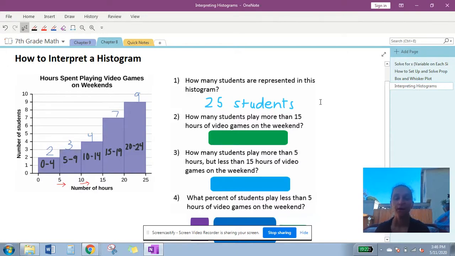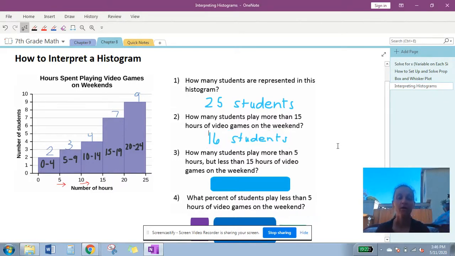All right, number 2, how many students play more than 15 hours of video games on the weekend? Well, if I'm looking at the chart here, that means I'm looking at this line here. So I'm seeing how many students are in this section here that played more than 15. So I'm going to add up the 9 and the 7. So that means that there's 16 students that played more than 15 hours.